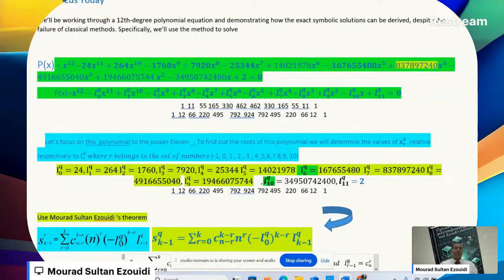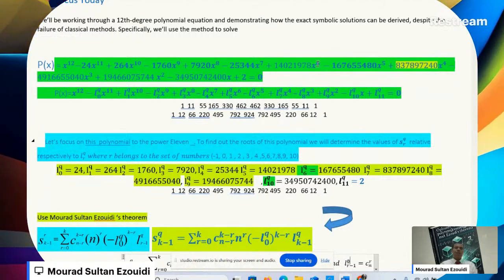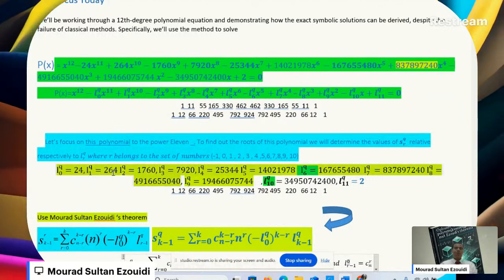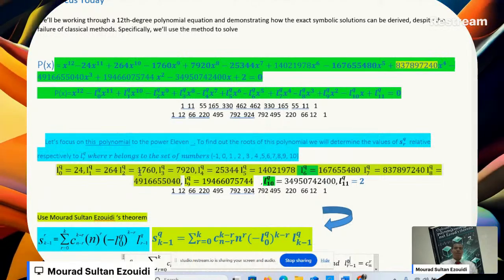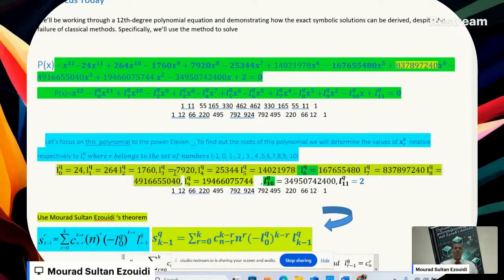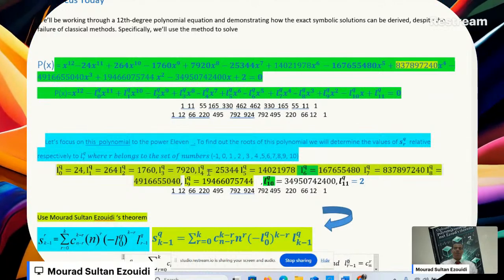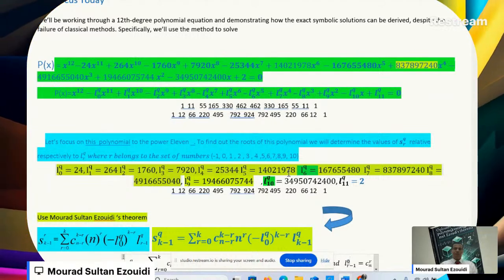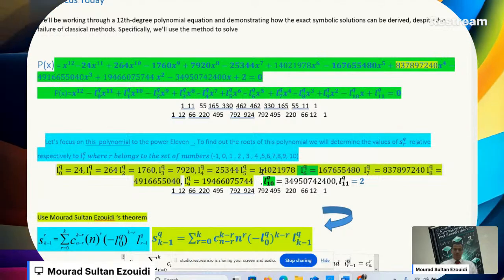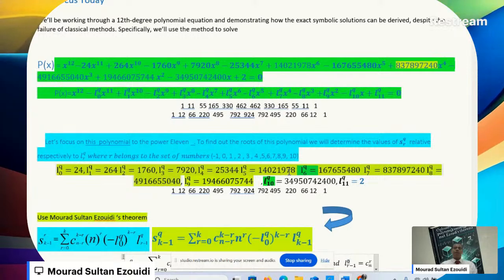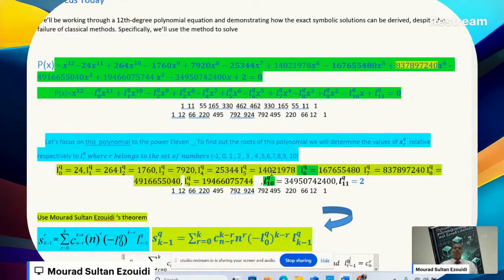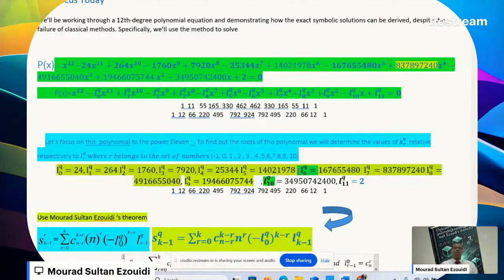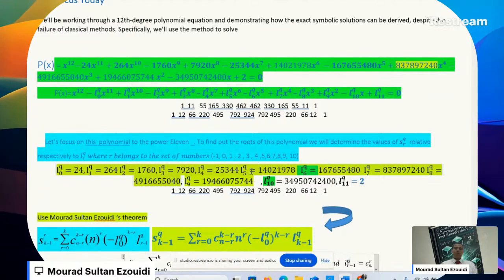Here you can see this is a polynomial to the power 12, where the coefficients are written down. L0 is 24, L1 is 264, L2 is 1760, L3 is 7920, L4 is equal to 25,344, and L5 is my birthday, 14 February 1978, which means 14,021,978. This is in fact the date of birth of Mourad Sultan Ezouidi.